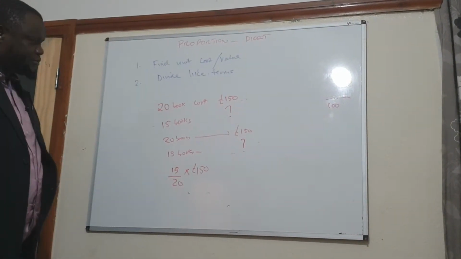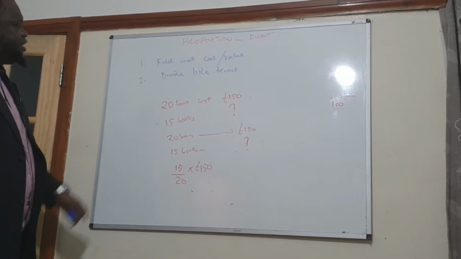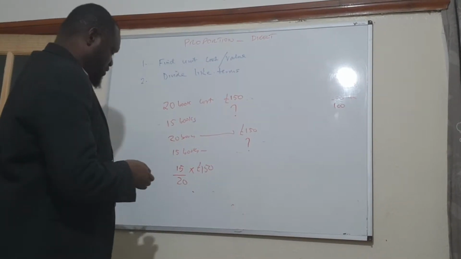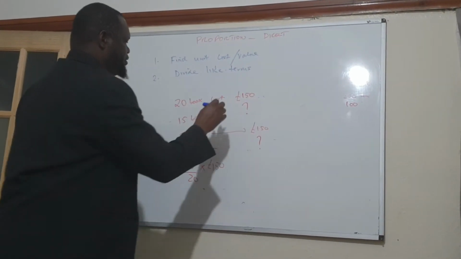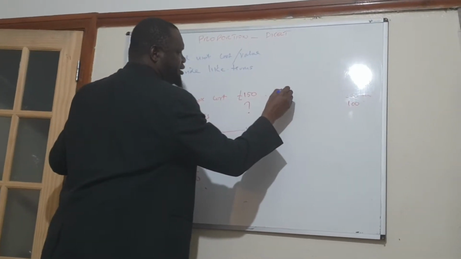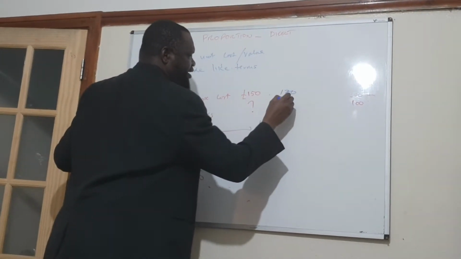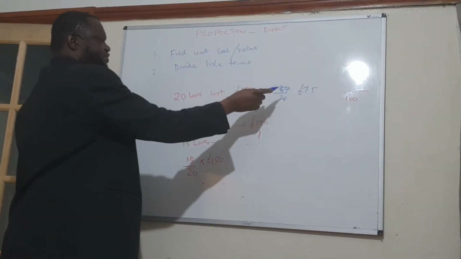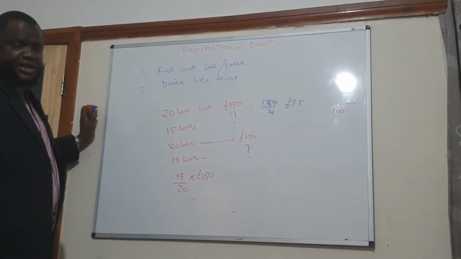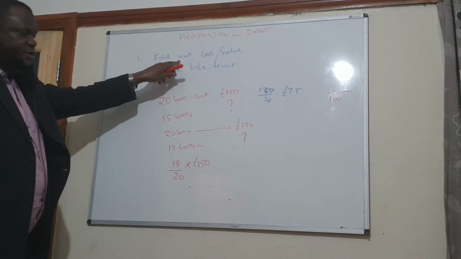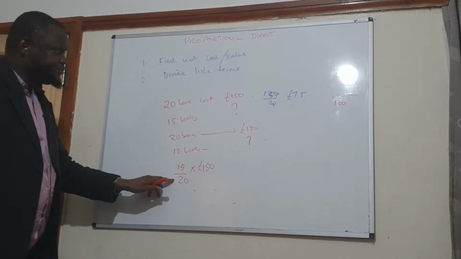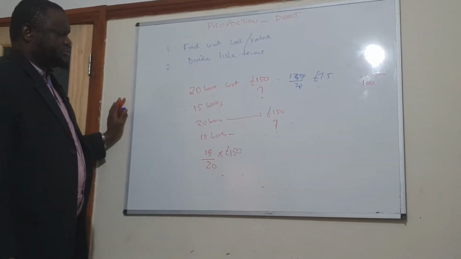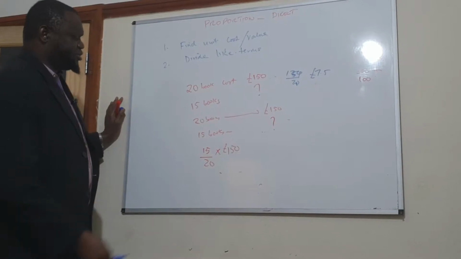Okay? So it will come to the same. Either you apply this method or the other method, it will all come to the same. If you apply the unit method, you will divide to find the unit cost. 150 divided by 20 is £7.50 per book. So £7.50 multiplied by 15 will give you 15 books. That is the unit cost method. But here I'm doing the like times: book over book multiplied by money. It will come to the same thing because you are doing the same thing.